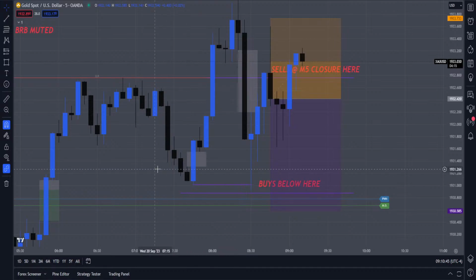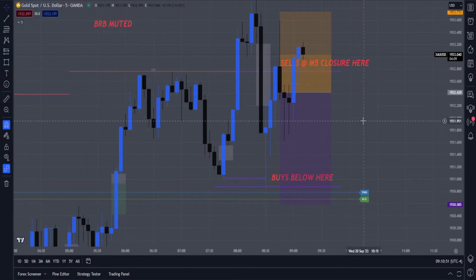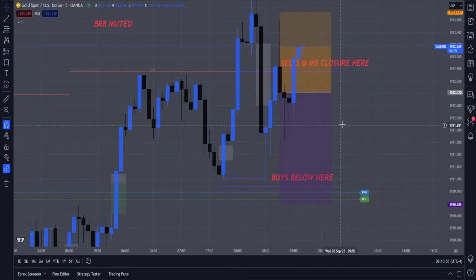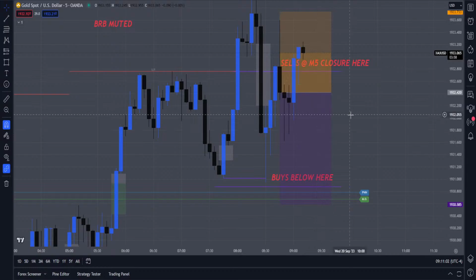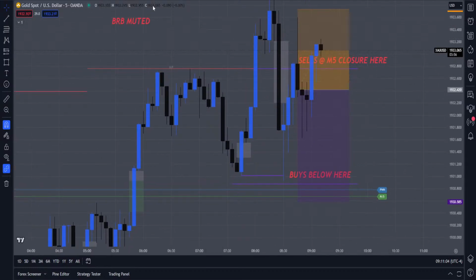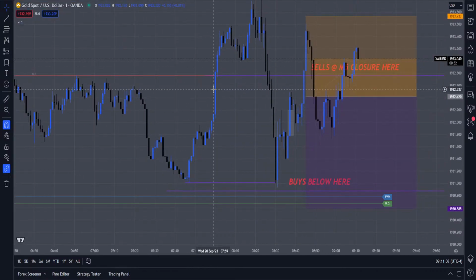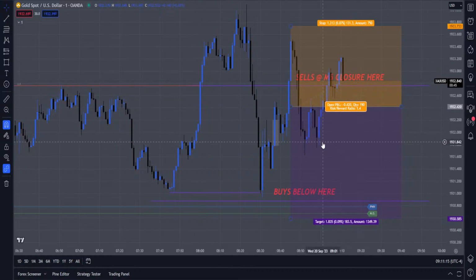Okay, we will see. We still have a lot of time in this trade, unless it obviously shoots up. If it shoots down, then we have a lot of time in this trade, but if it shoots up, then we don't have a lot of time in this trade. Let's see what happens.